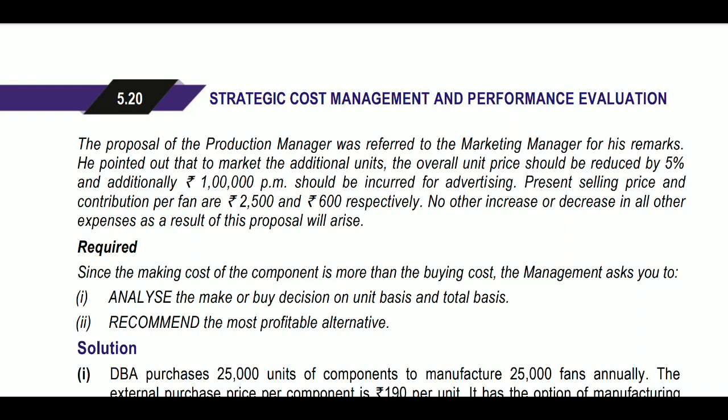So 2,500 is the selling price and contribution is 600 rupees. What is the purchase price of 190 rupees? They provide no purchase price. So if we see that, sales minus contribution minus the purchase price will give us the variable cost for the production of a fan.